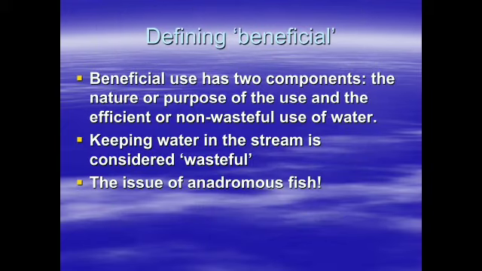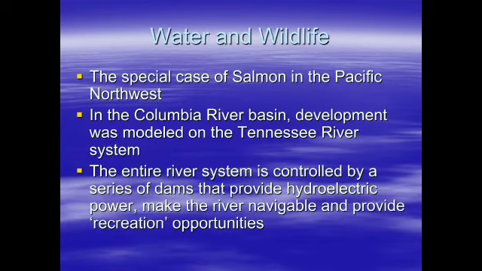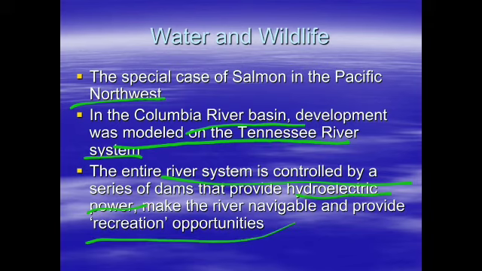Beneficial use has two components: the nature or purpose, and the efficiency or non-waste of the water. Keeping water in the stream is considered wasteful. Then the issues of anadromous fish, water and wildlife: salmon in the Pacific Northwest in the Columbia River Basin, and development on the Tennessee River system. The entire river system is controlled by hydroelectric power, with the reaction upstream.